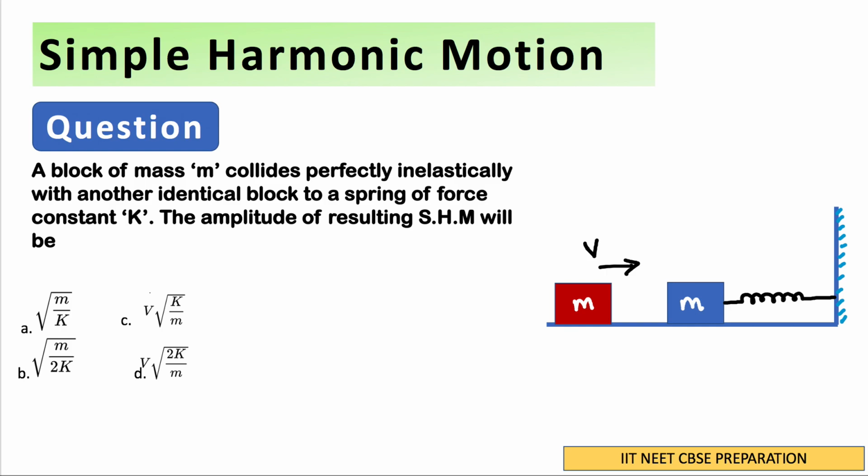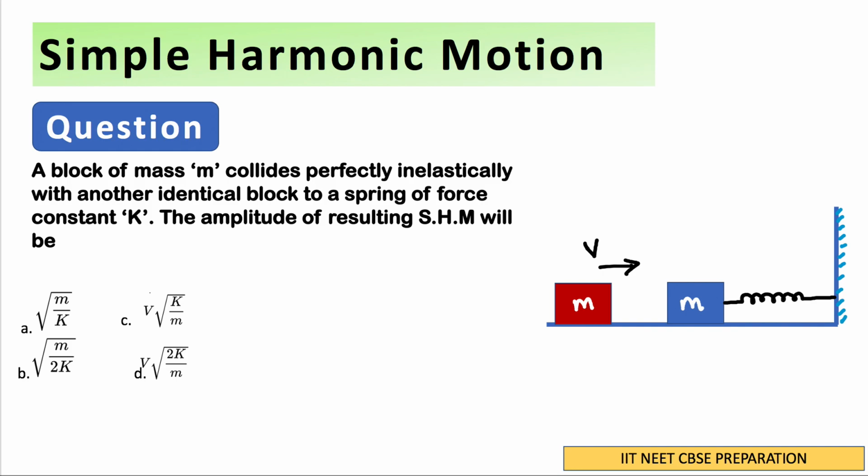It says that a block of mass m collides perfectly inelastically with another identical block attached to a spring of force constant k. The amplitude of the resulting SHM will be. Okay, so first of all, let us see what is happening here.